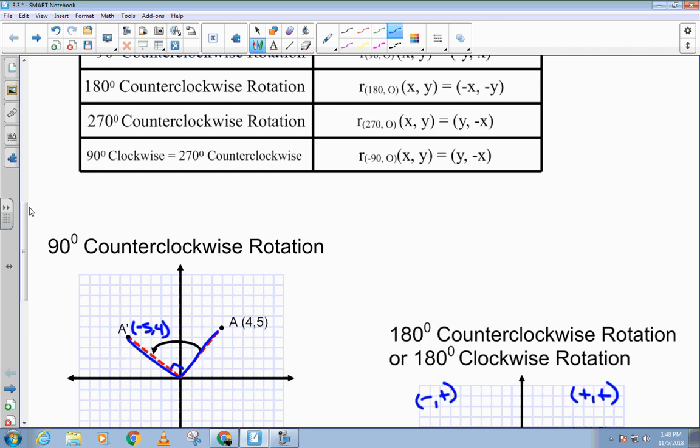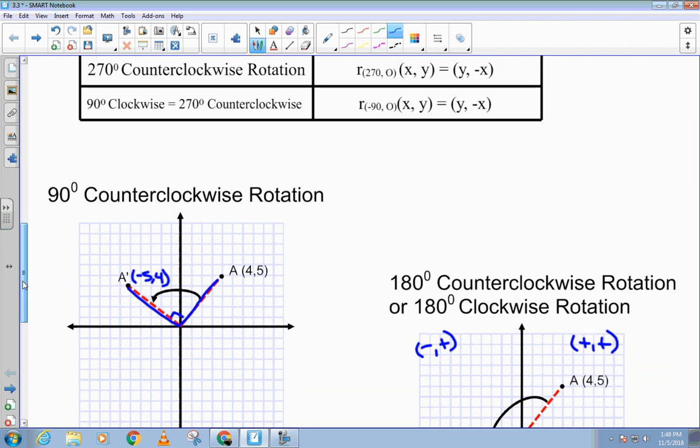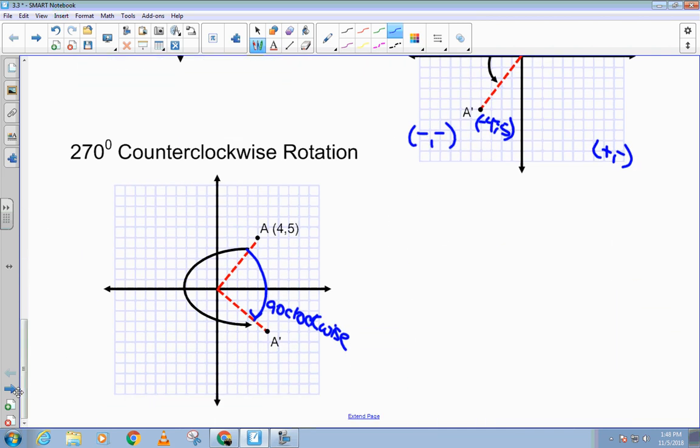And if you're going to do 90 degrees clockwise instead of 270 counterclockwise, the 90 has a negative in front of it because you're going in the opposite direction. So if you're going to write it like that, it's negative 90. But the rule for both is you change the sign of the x and they switch places, which makes it 5, negative 4.